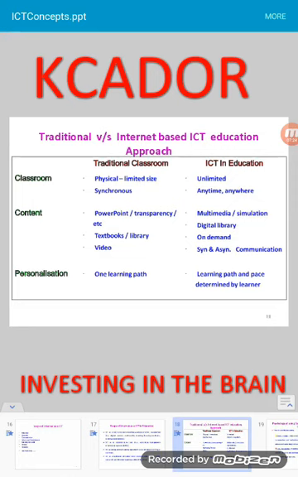You can always learn. Content: PowerPoint, transparency, etc. This is multimedia, simulation and others. On this side we talk about textbooks, but on this other one we talk about the digital library. You can have as many books on the internet. Textbooks, library on demand, video, synchronized communication.